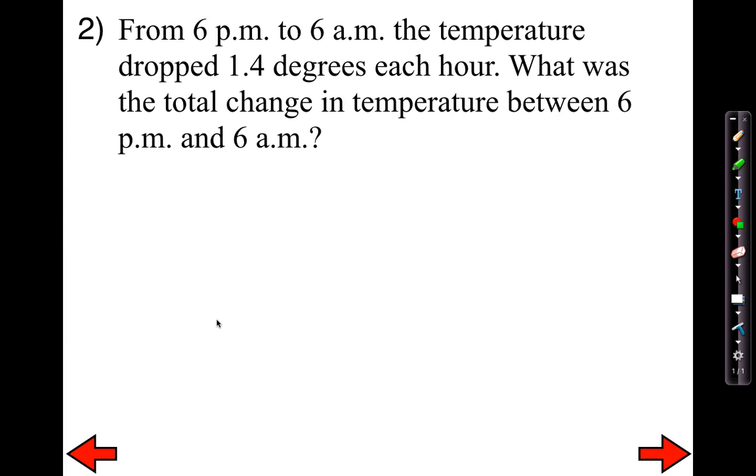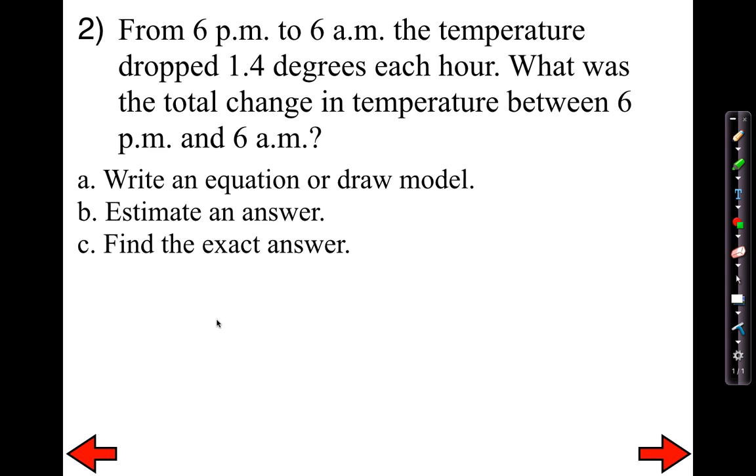Number 2, from 6 p.m. to 6 a.m., the temperature dropped 1.4 degrees each hour. What was the total change in temperature between 6 p.m. and 6 a.m.? Well, just like before, we're expected to either write an equation or draw a model.